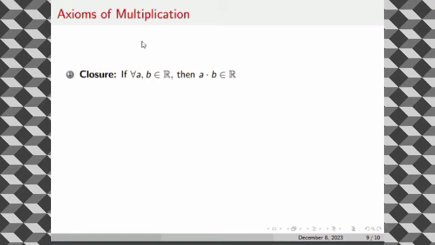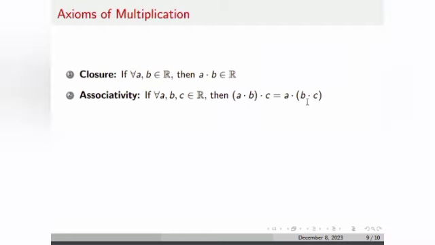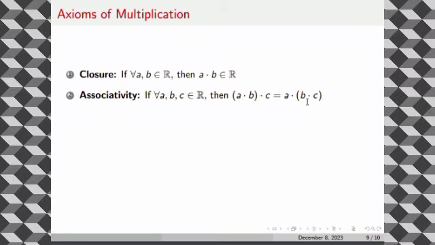Axioms of multiplication. First comes closure. For all a, b belonging to the real numbers, a dot b, if we multiply both numbers, will also belong to the real numbers. Associative. For all a, b and c belonging to the real numbers, then in brackets a dot b, dot c, is equal to a dot, in brackets, b dot c. So these values will always be equal. Commutative is the same as for addition. For all a, b belonging to the real numbers, a dot b will be equal to b dot a.